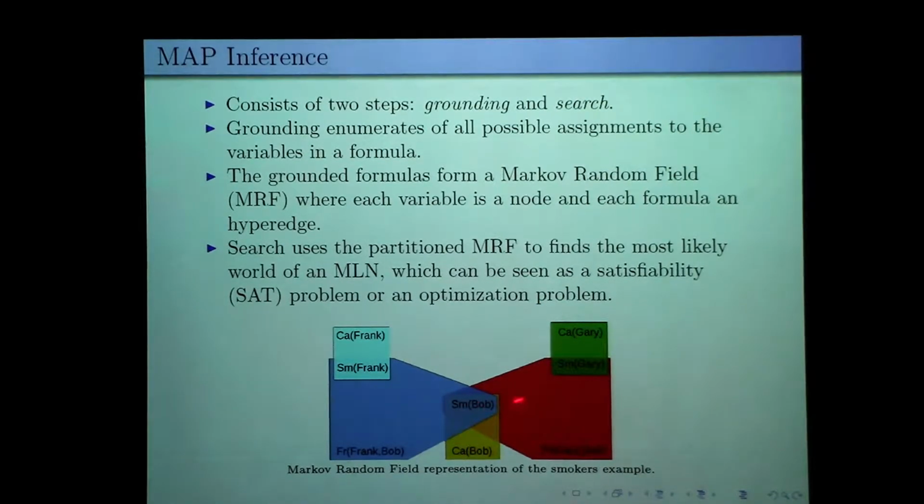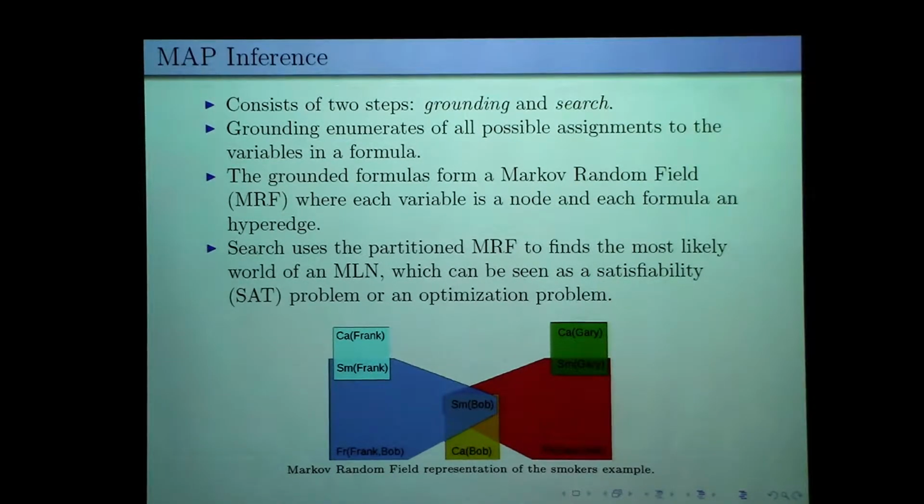Here we have an example of what a Markov random field is. Here we have the nodes, the different nodes, and each formula creates a hyperedge. Here, for example, we have the formula that Bob smokes and Bob has cancer. It's joined on an edge, and the other ones are also joined on an edge. Here the Markov random field is almost completely, very well connected, but the idea is that it can be partitioned.